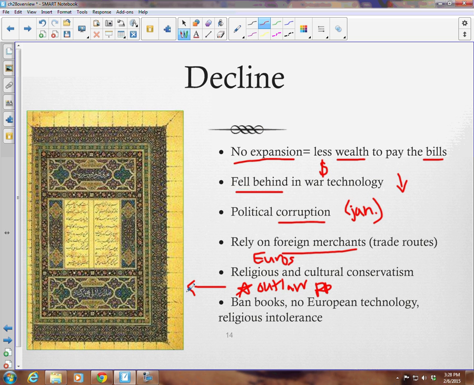And ignoring the movements of the world didn't help these societies become stronger. As a part of that turn towards conservatism, they banned books, they did not allow any new European technology, and Europe became the heart of technology as they were expanding around the Atlantic and such. And they also, like I was mentioning, became religiously intolerant. And those are the things that showed the decline of these different empires.